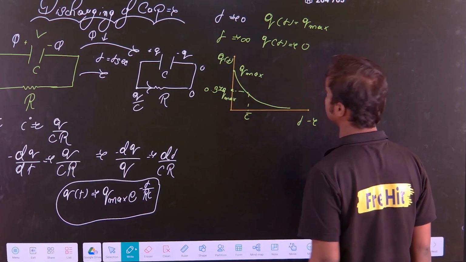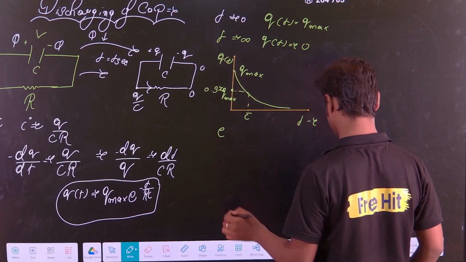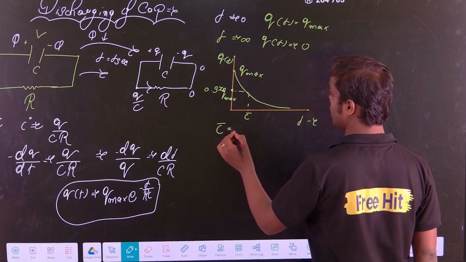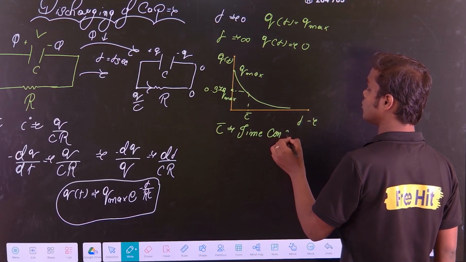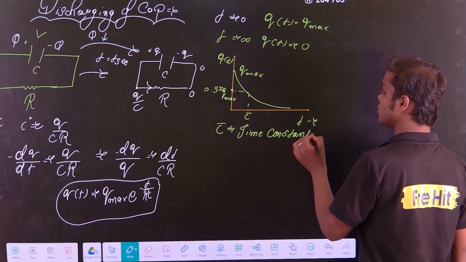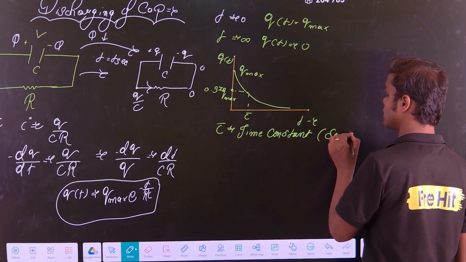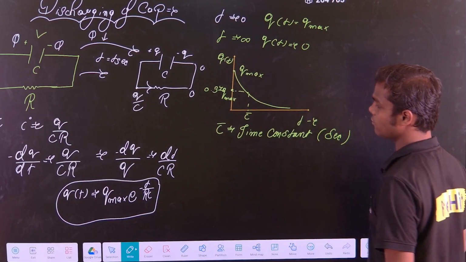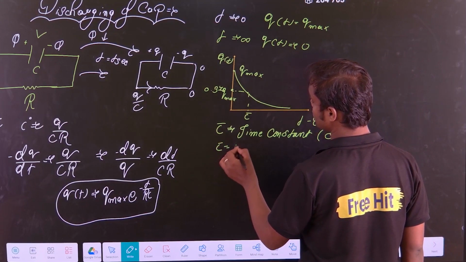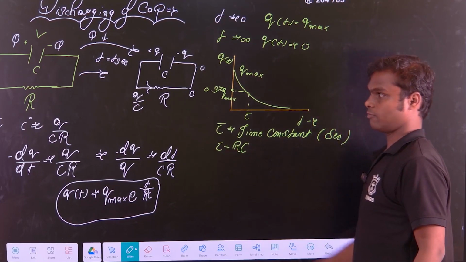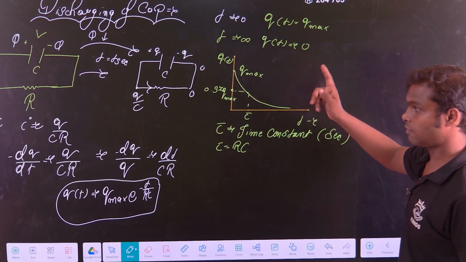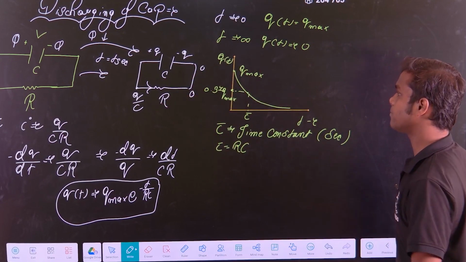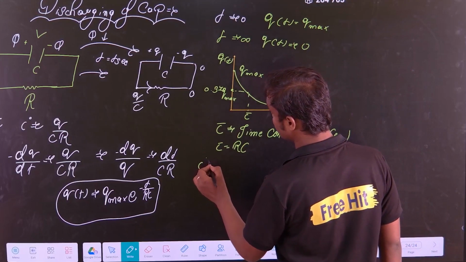That is 1 tau. Tau is what? Time constant. What is the unit? Unit is second. Clear? Tau is equal to the time constant, and the tau value is RC. Basically, I am telling you this for this circuit. Remember, whatever I am writing here is valid for this circuit only.